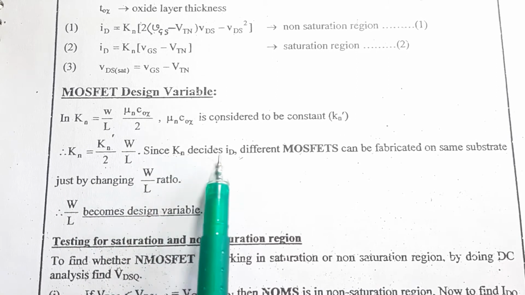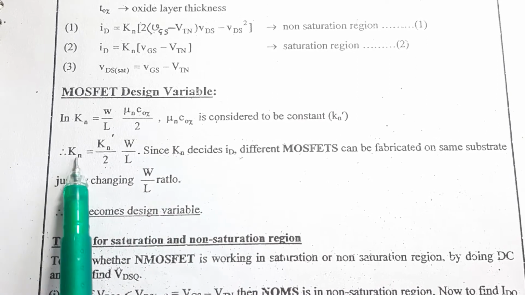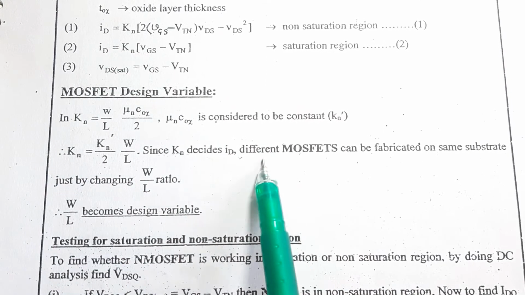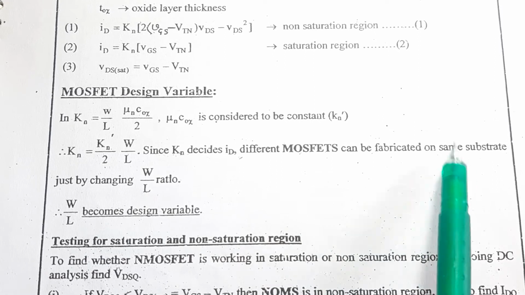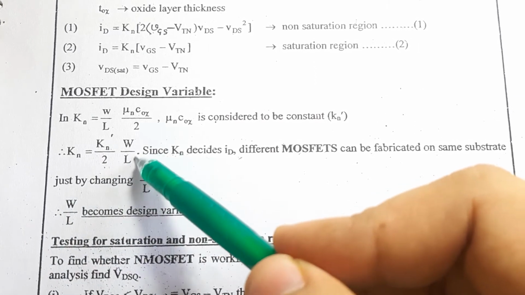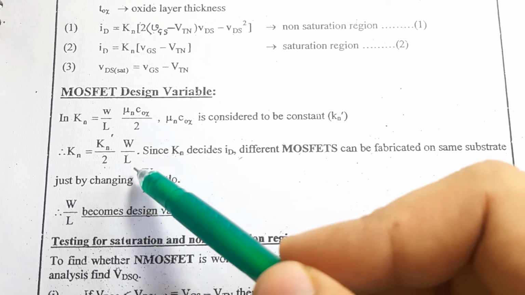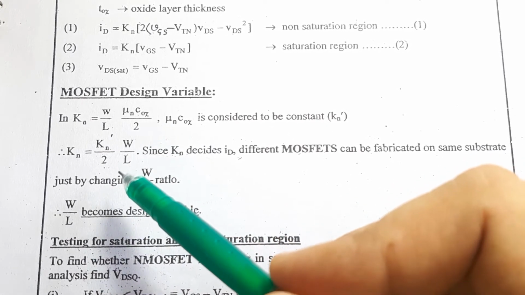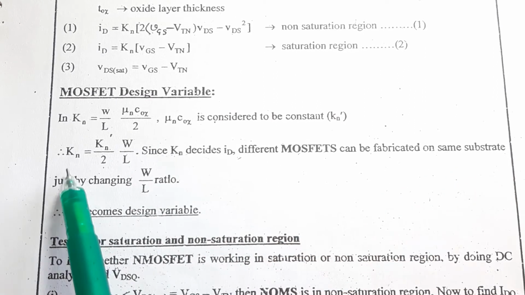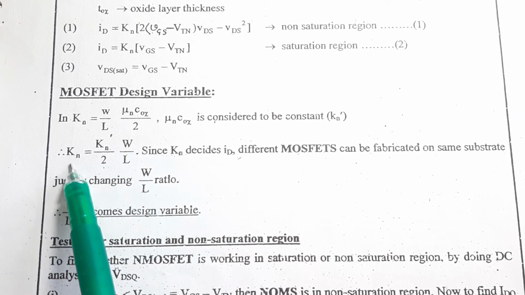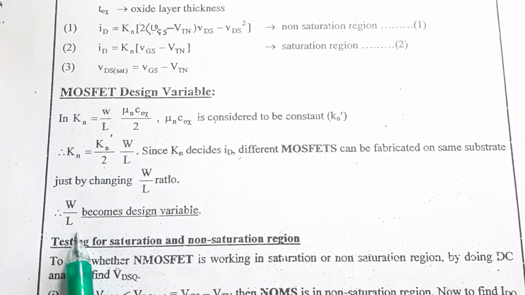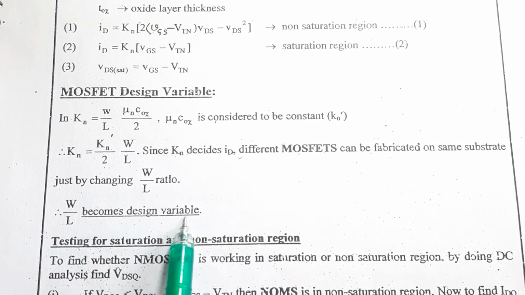Now, since Kn decides your ID in case of saturation and non-saturation region, different MOSFETs can be fabricated on the same substrate by just changing the W by L ratio. So if you just change this W by L ratio, then different types of MOSFET can be fabricated on the same material, or I would say on the same substrate. Hence, by just varying your W by L, your Kn varies. If your Kn varies, your ID varies over here. So yes, W by L becomes your design variable over here.